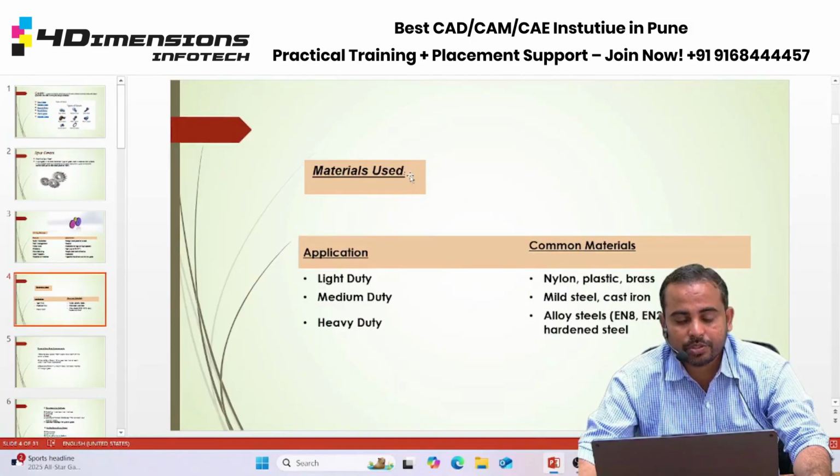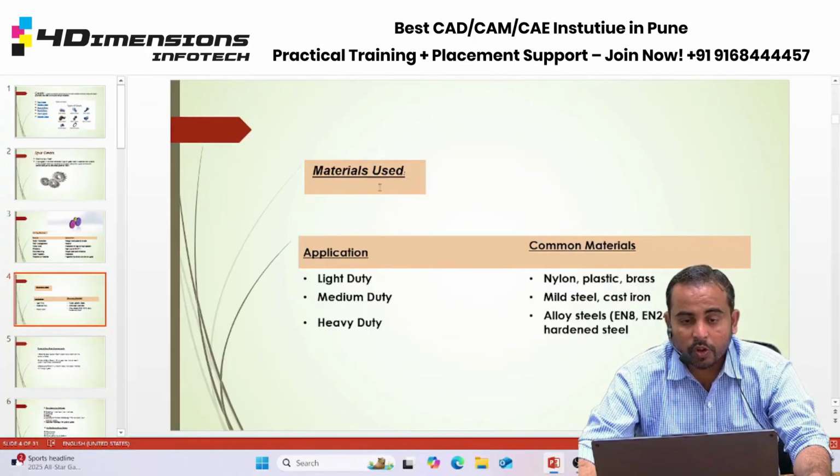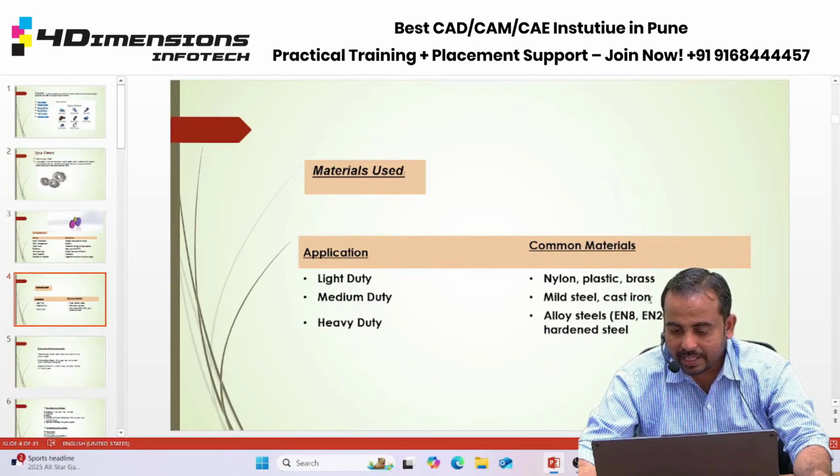Next, the material used. This is a very important factor, so we should know what kind of material is used for manufacturing the gears. For spur gears, according to applications, for light duty the common materials are nylon, plastic and brass. For medium duty, mild steel and cast iron are usually used. And for heavy duty, alloy steel such as EN8, EN24, etc., which are hardened steels.